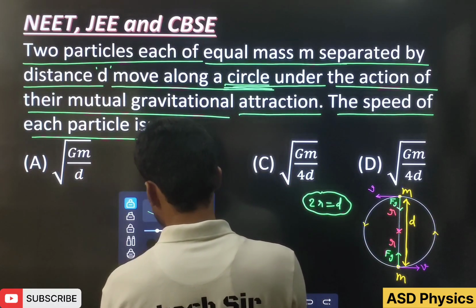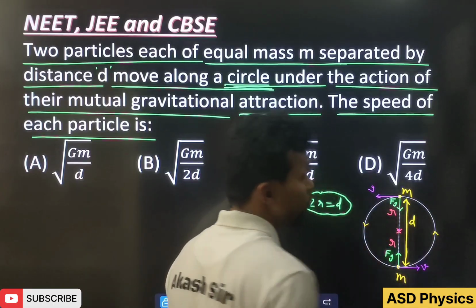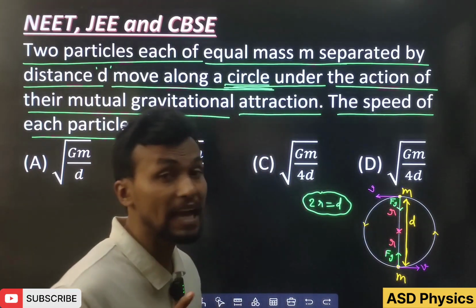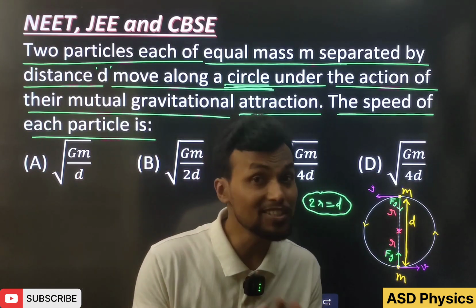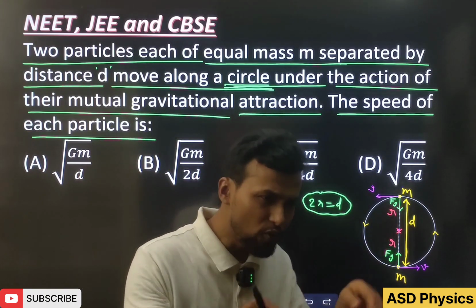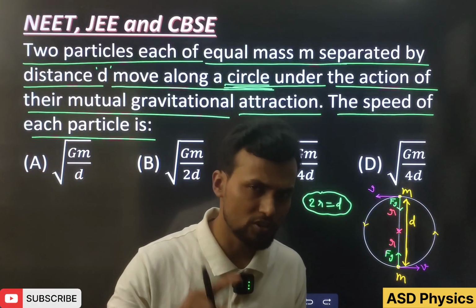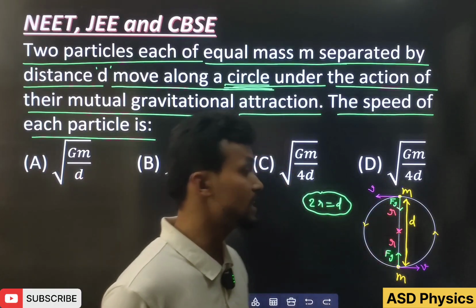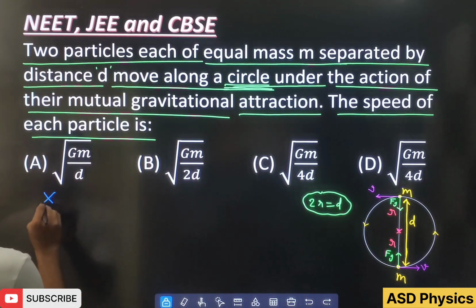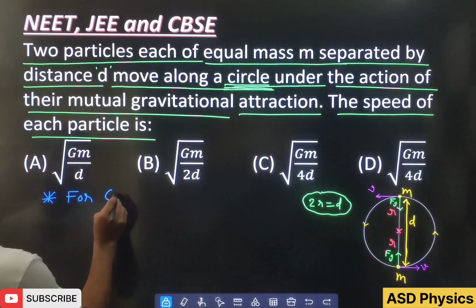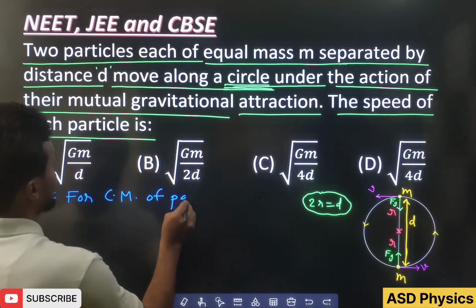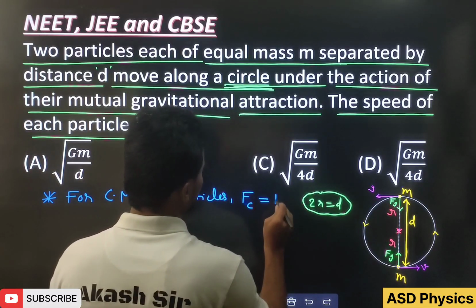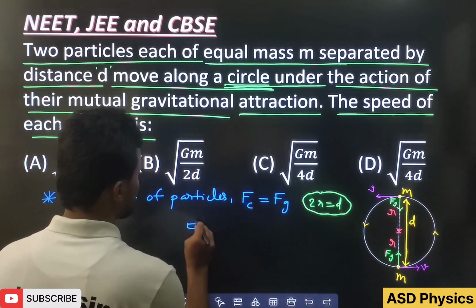As the particle is moving in a circular path, this gravitational force acting towards the center will act as the centripetal force. Centripetal force is not any new force. Any force can act as a centripetal force, maybe gravitational force, electrostatic force, magnetic force, friction, anything. So this gravitational force will act as the centripetal force. For circular motion of particles, the centripetal force will be provided by this gravitational force.